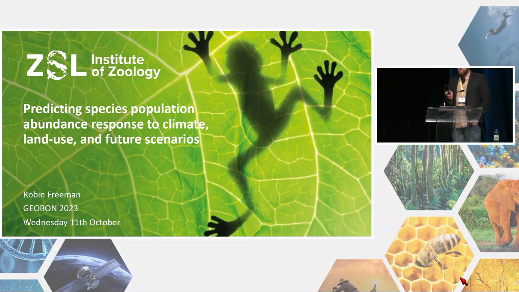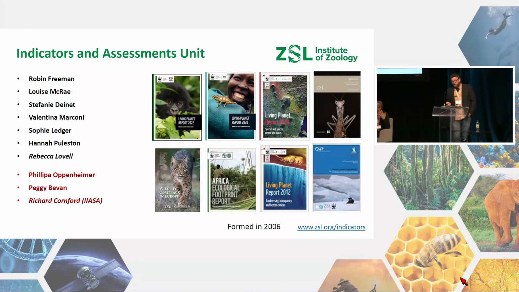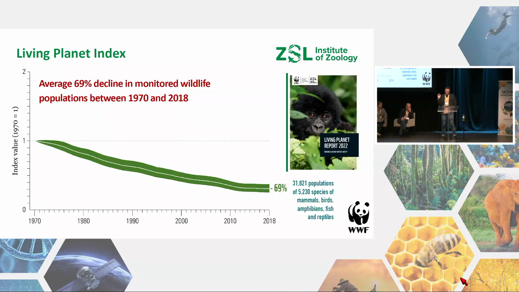I'm aware I stand in between you and coffee, so I'll try and go fast. Bear with me. I run a relatively small research unit at the Zoological Society of London. We were established in 2006 to provide evidence towards the 2010-2020 biodiversity targets. We collate things like the National Red List database. We produce a lot of Red List assessments, but we also collate and produce the Living Planet Index.